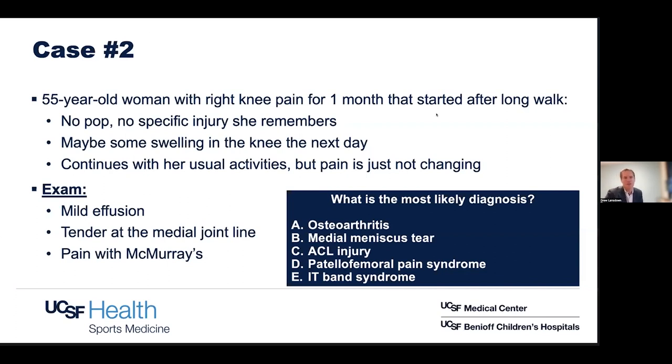All right. So perfect. So 67% medial meniscus tear. I would agree based on that limited description. And then second between patellofemoral syndrome, OA. But I think the medial meniscus tear is a likely culprit in that case.